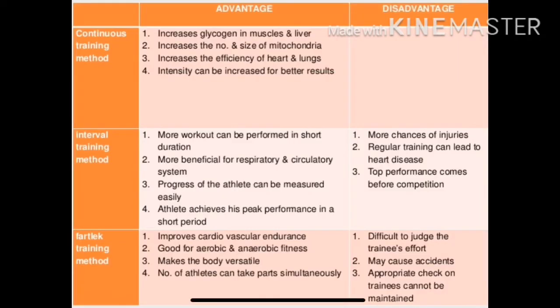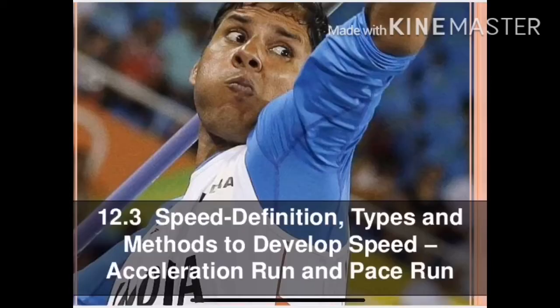Here is the flow chart of advantages and disadvantages of all the three training methods to improve endurance. With the help of this flow chart, you will be able to understand what the advantages of these trainings are and what the disadvantages of these trainings are. Now we will move towards our third physical fitness component, that is speed, and the different training methods to develop speed, in which we will study the acceleration run and the pace run.